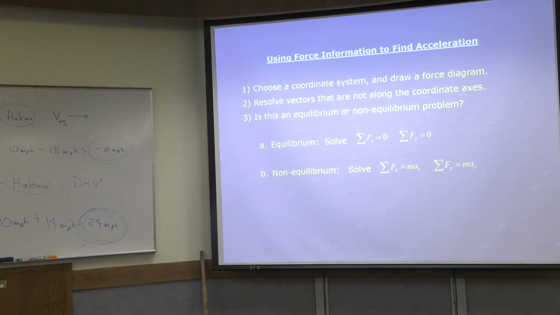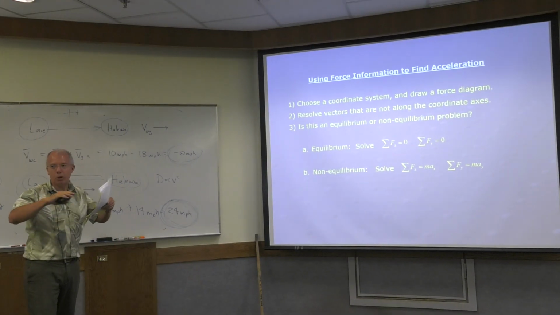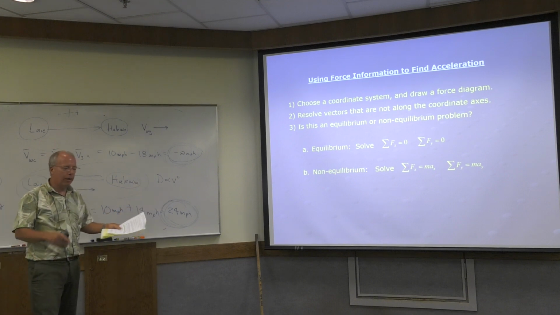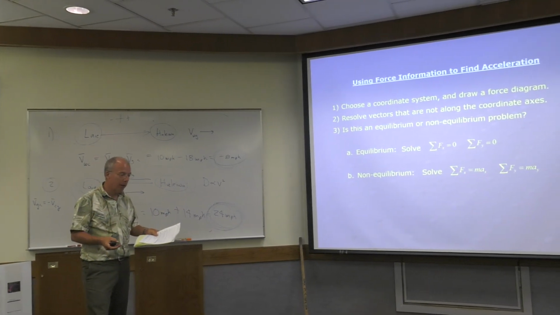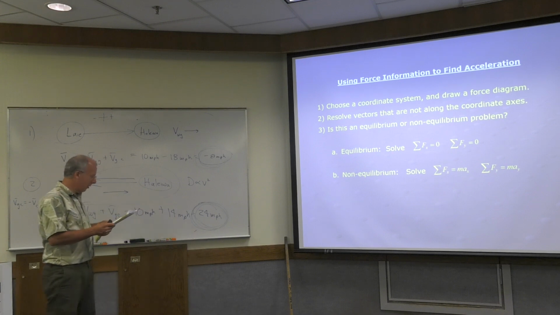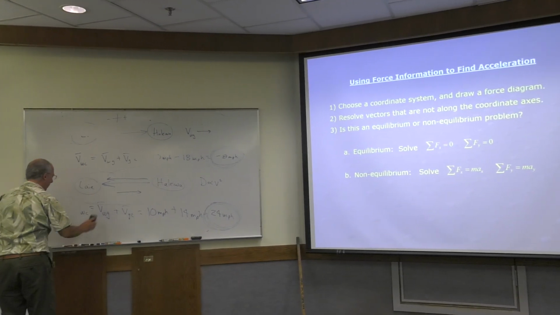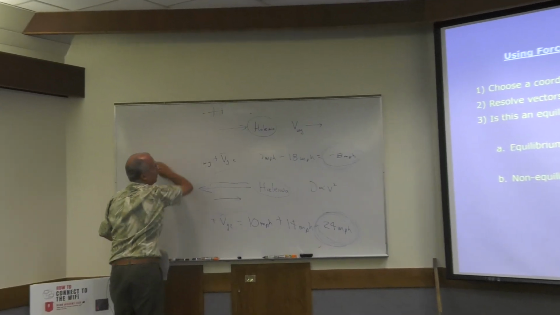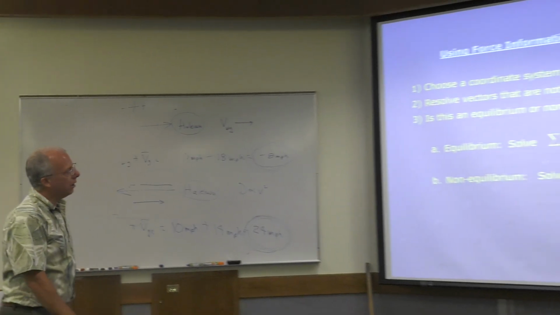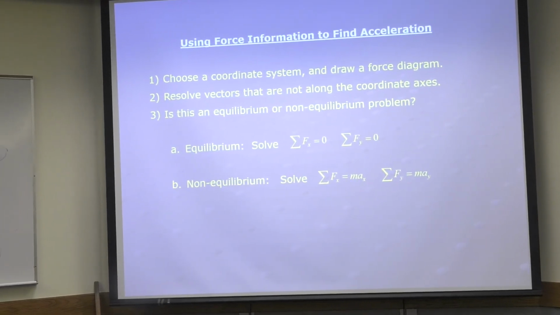All right, now we are ready to do a kinematics problem. So we have to do the pictorial representation, that whole bit, and we're going to realize that we need acceleration, so we're going to have to do the force diagram to get the acceleration. Wow, so this is going to be everything that we've learned, like I said. These are just the steps: choose a coordinate system, resolve the vectors, and see if it's equilibrium or not equilibrium.